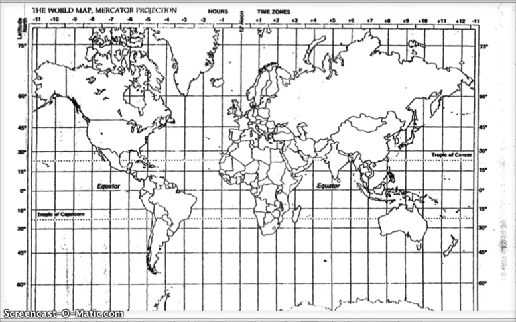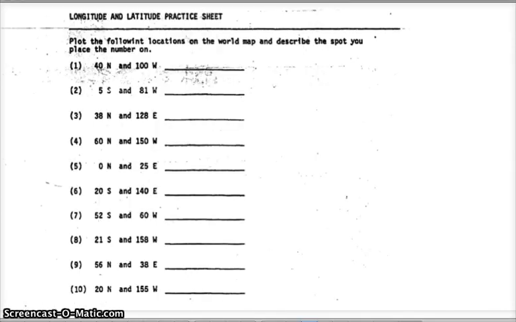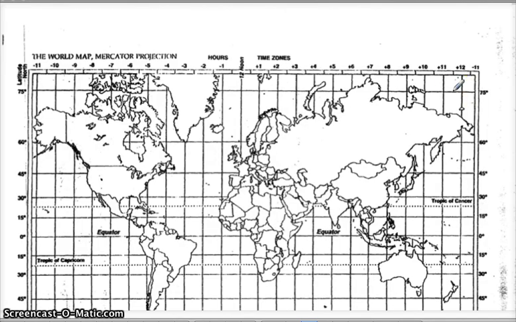What I want you to do is turn to the map side. You have two sides to this. One is your coordinate side, which is your actual assignment. This is the information that we're going to get to in just a little bit. And then the other side is the map itself.